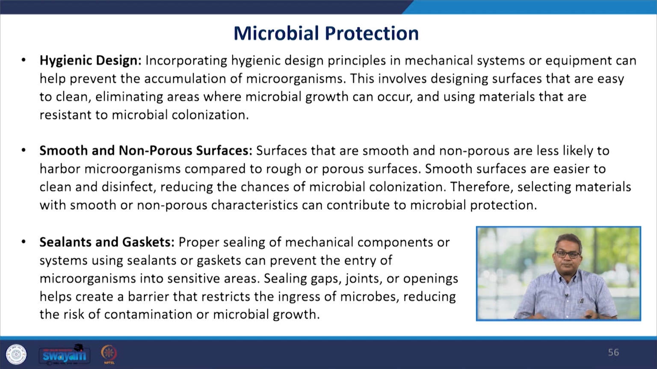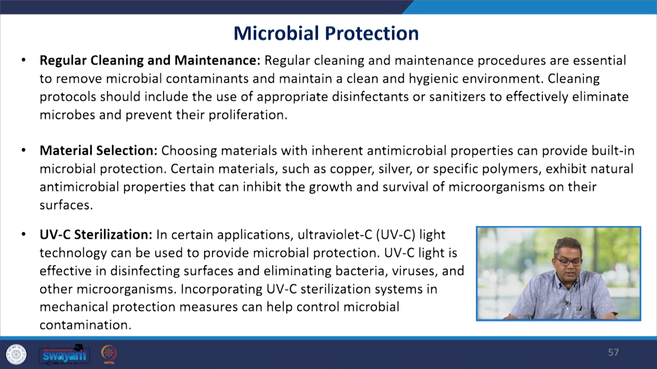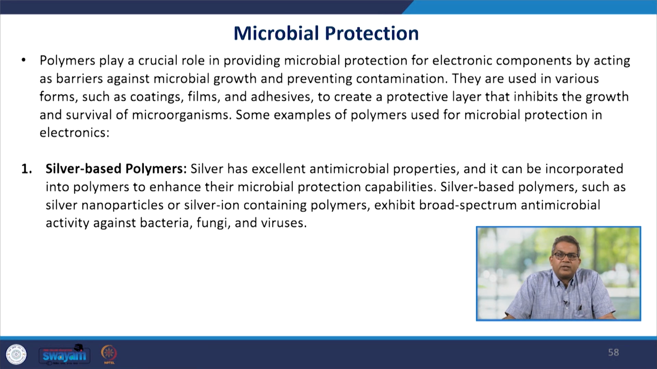The proper sealing of a mechanical component or system using sealant and gasket can prevent the entry of microorganisms into the sensitive areas. By adoption of regular cleaning and maintenance practice, the regular cleaning and maintenance procedures are quite essential to remove microbial contaminants and maintain a clean and hygienic environment. Then proper material selection, choosing materials with inherent antimicrobial properties can provide built-in microbial protection. Then UVC sterilization, in certain applications, ultraviolet C light technology can be used to provide microbial protection.